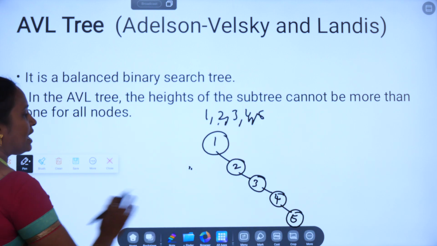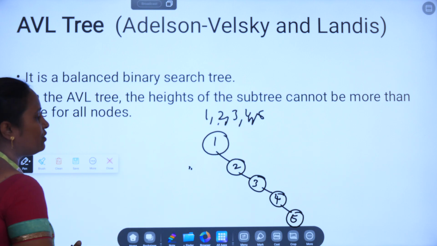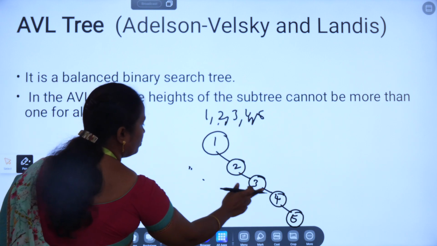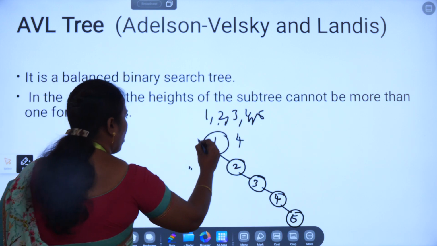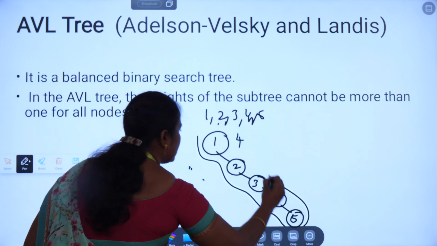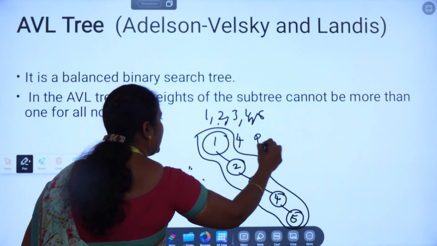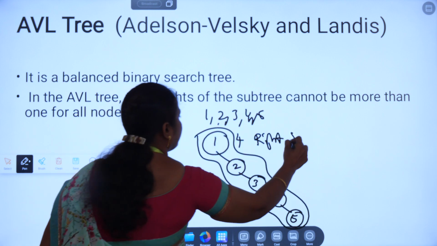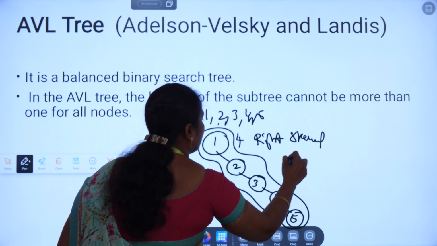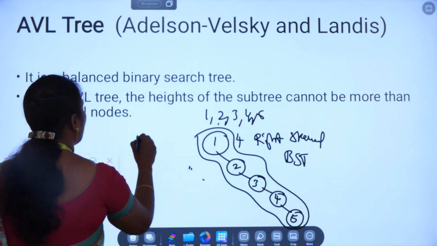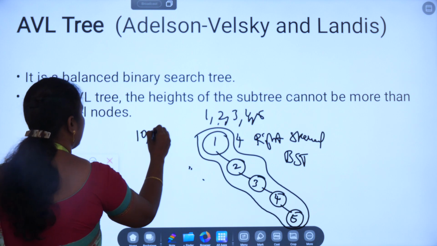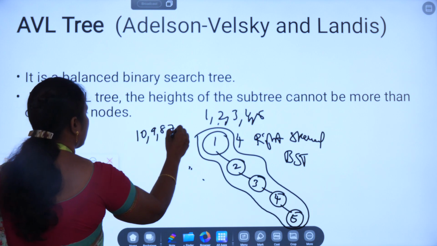So when you calculate the height of this particular tree, it is 1, 2, 3, 4. That is 4. Now we'll be calling this type of tree a right-skewed binary search tree. Likewise, when you have a tree like this, 10, 9, 8, 7, 6.